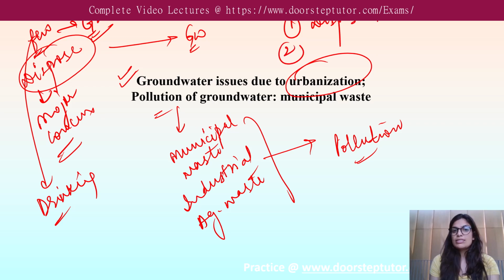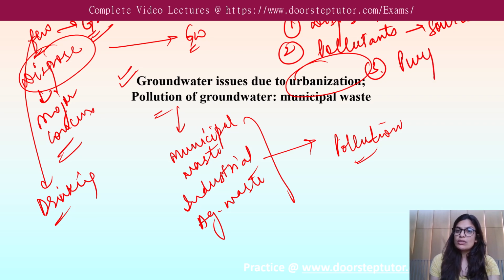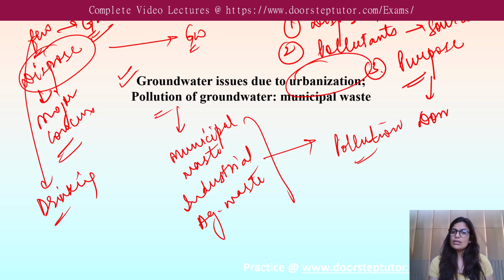So in that case, one, you should know the disposal method. Second, you should know where the pollutants are actually coming from, so that you're aware of the source. Third, you should be aware for what purpose you're using a particular water, whether you're using it for drinking or for domestic or for industrial area. So before we reach this stage, we need to understand what are the types of pollutants or pollutions which are present in groundwater. Specifically, we are going to start with the municipal waste.